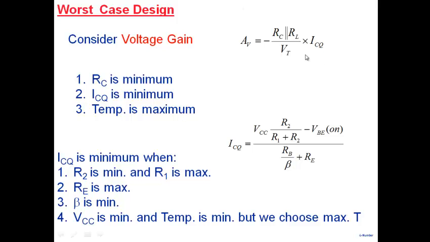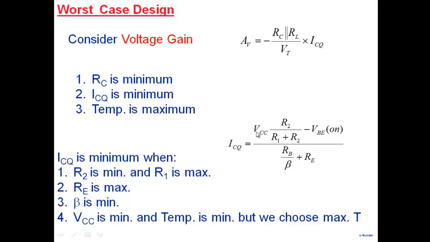So if I look at voltage gain, all the variations that can take place here: when is the voltage gain worst? When RC is minimum. I know that my RC is going to have a tolerance, so I'm going to take the lower value of RC. RL is fixed, so I'm not going to bother. So when RC is minimum, when temperature is maximum, because temperature enters here, and when my ICQ is minimum. That's the worst case scenario for voltage gain, because each one of those quantities, you know, is a random variable.